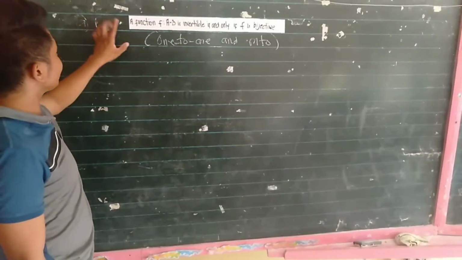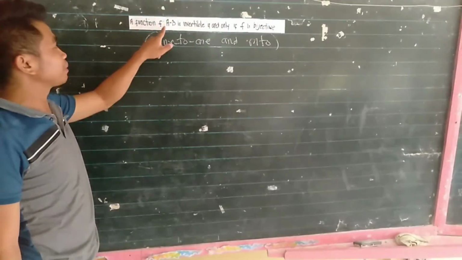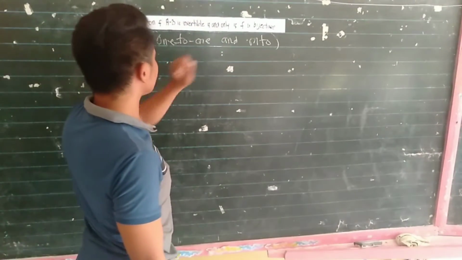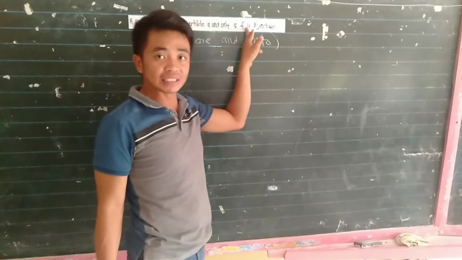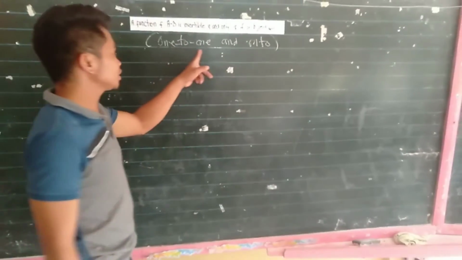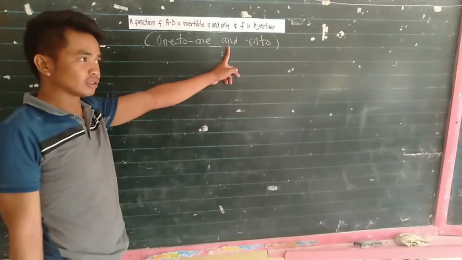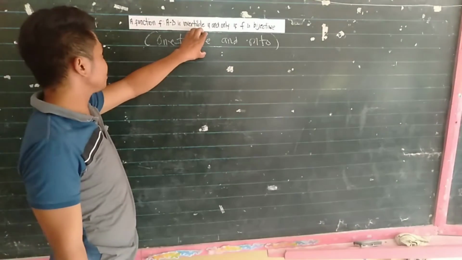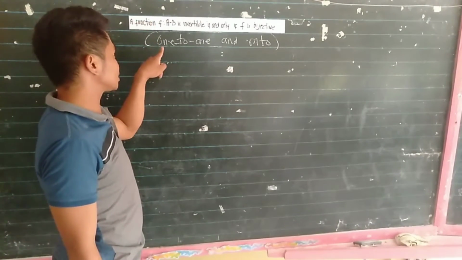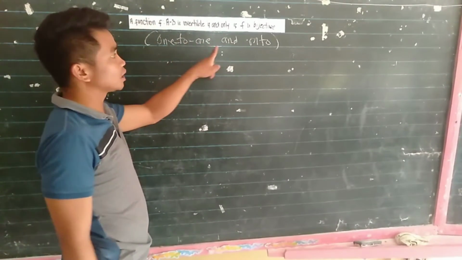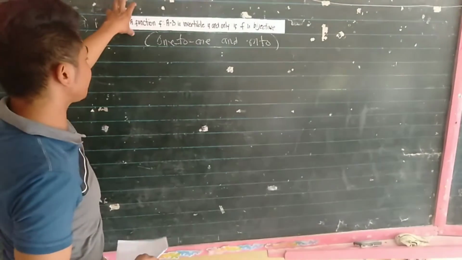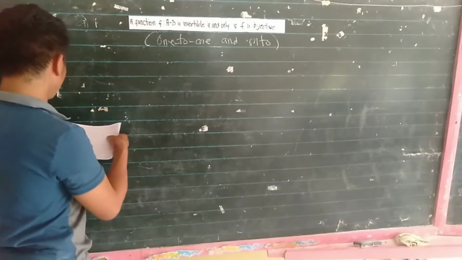Okay, so a function f from A to B is invertible if and only if f is bijective. When we say bijective, it should be one-to-one and onto. So we can simply determine that the function is invertible if and only if it is bijective, one-to-one and onto. So suppose this is a problem. What are we going to do?